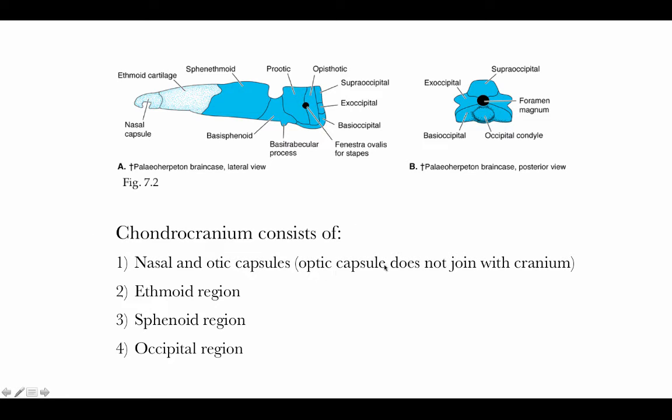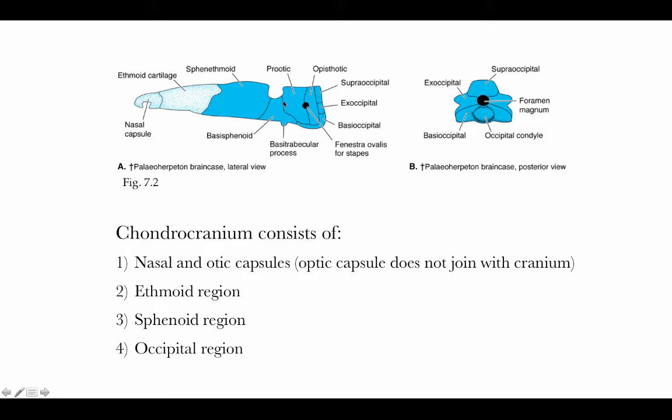The optic capsule actually does not join with the cranium, so the optic capsule becomes the sclera around the outside of the eyeballs so that it can move independently of the skull. It doesn't actually become fused with the skull. And there's an ethmoid region anteriorly, again around the brain and adjacent to the nasal capsule.